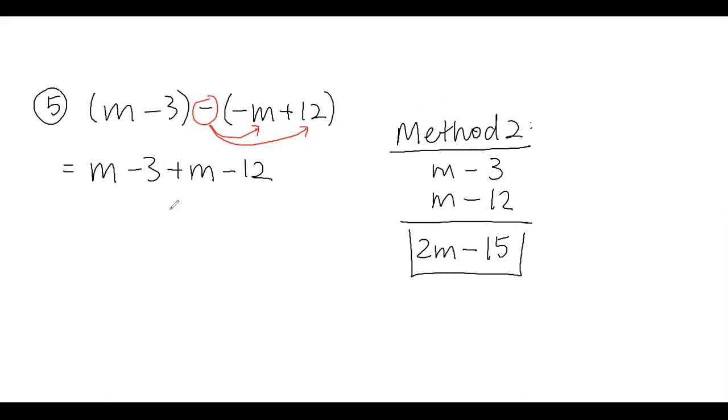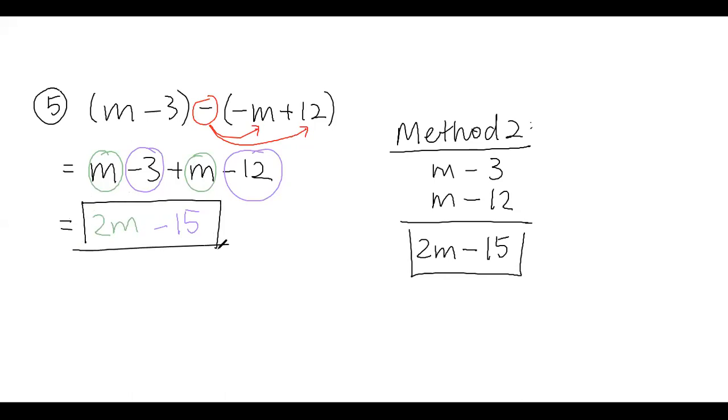Same thing here. Method 1. Circling my like terms. Got 2m minus 15. Do I have any parentheses? No. No like terms? They're different colors, 2 different colors. So no like terms either. That's number 5.